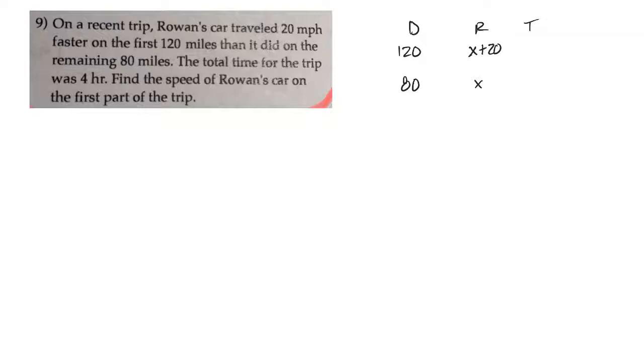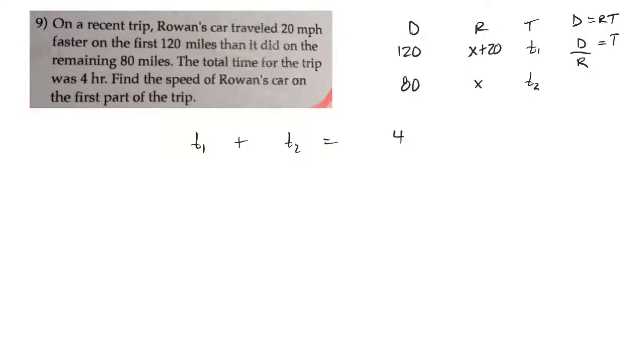And then they say the total trip took 4 hours. So maybe let's call the times T1 and T2, and I know that T1 plus T2 is equal to 4. So if I solve distance equals rate times time for time, time is distance divided by rate.